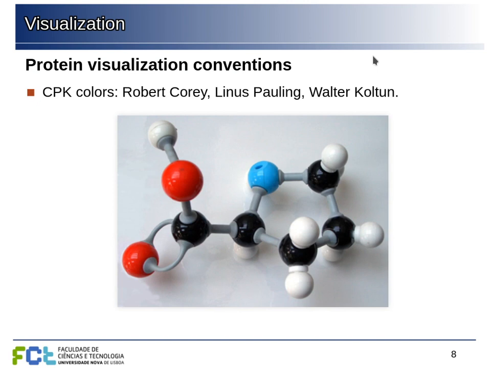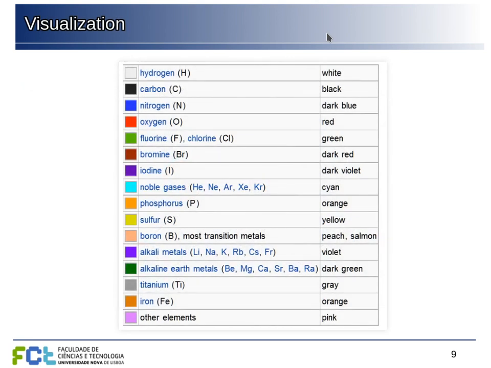The convention for colors is called the CPK colors, for these authors, Corey, Pauling, and Koltun. They created these conventions of using black for carbon, red for oxygen, blue for nitrogen, white for hydrogen, and so forth. This has been extended over the years, but there is some convention about the colors used for different elements.